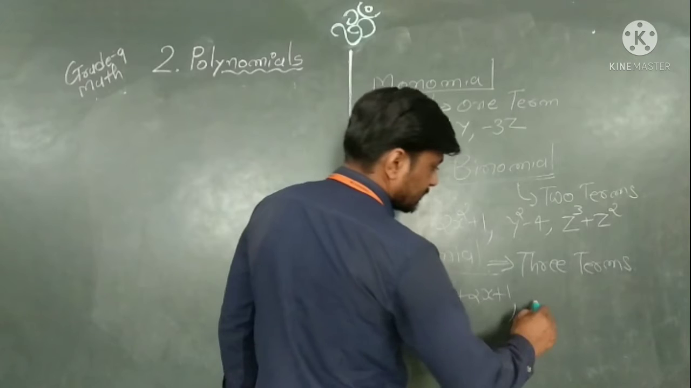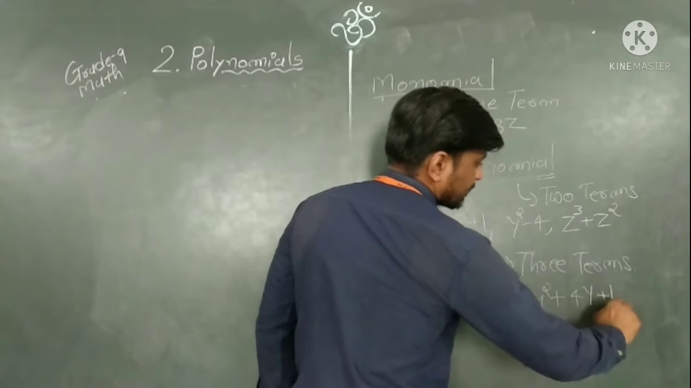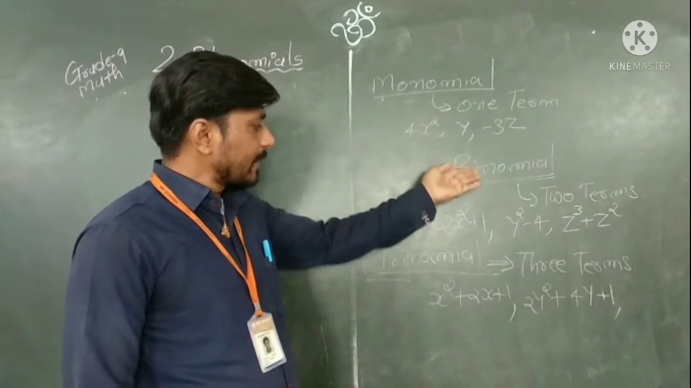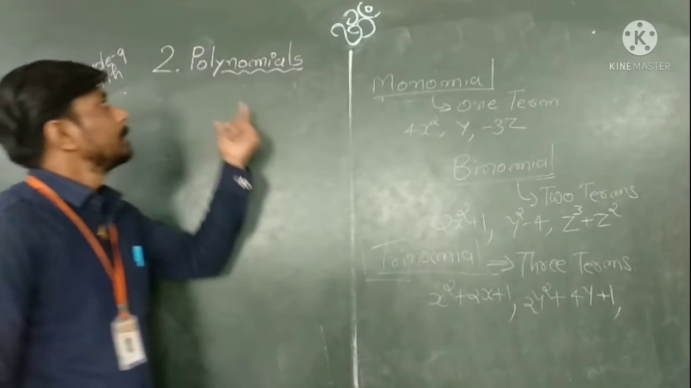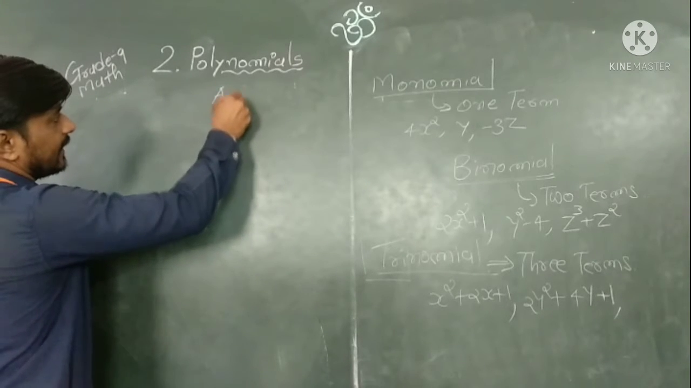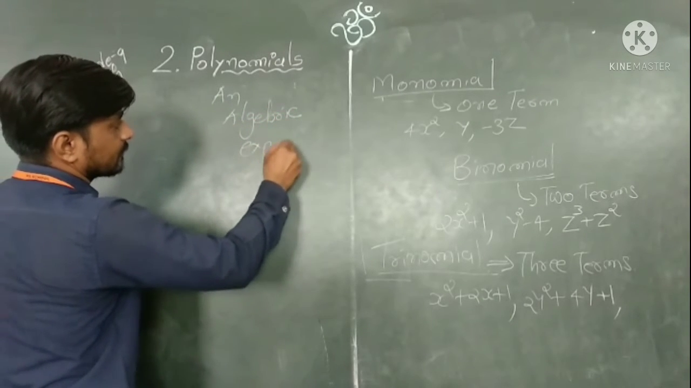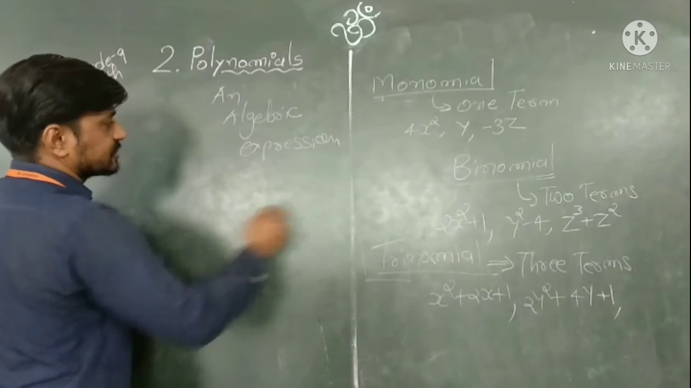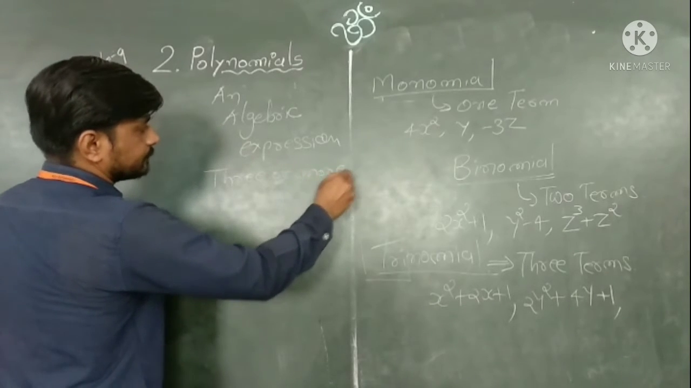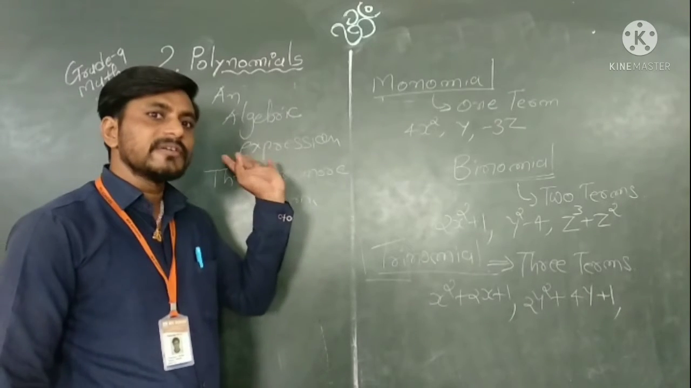I take one more example in another variable form: 2y square plus 4y plus 1. This is a second example of trinomial. Okay, monomial, binomial, trinomial. Similarly, polynomial. What is a polynomial? An algebraic expression which consists of three or more terms is said to be a polynomial. Okay, this is the basic concept of polynomial.